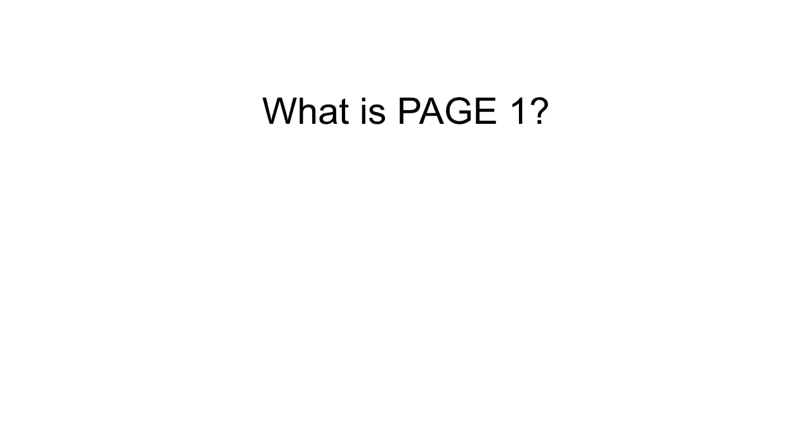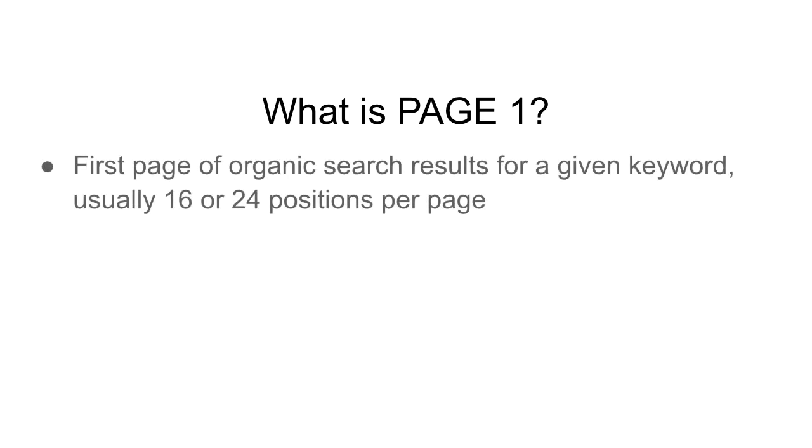Now, we've talked quite a bit about page 1. What is page 1? You hear that a lot, right? People say, I'm going to be on page 1 this, page 1 that. What is page 1? All right. Page 1 is the first page of organic search results, or SERP, S-E-R-P. Okay?